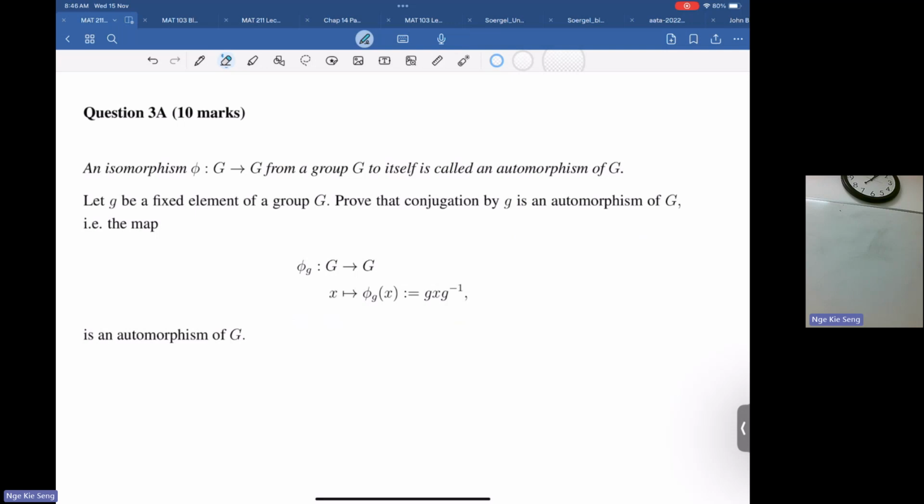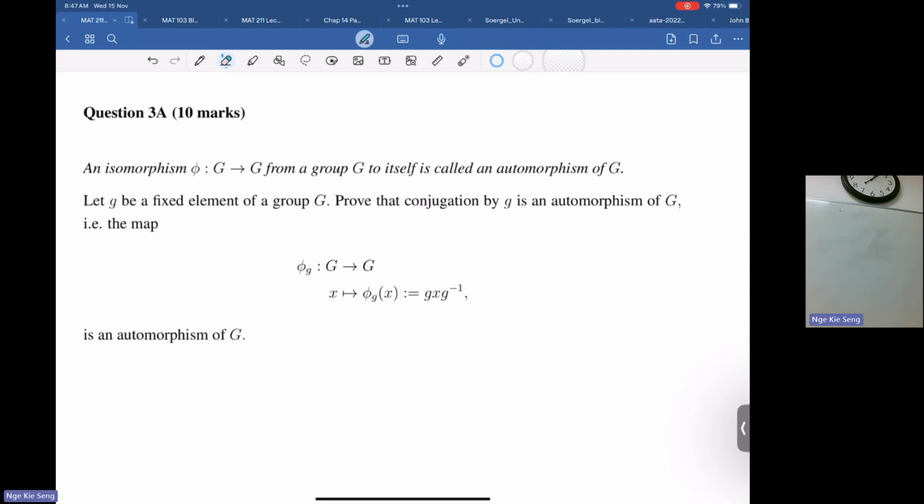So what's an automorphism? I introduced it at the top. An isomorphism phi from G to G, from a group to itself, is called an automorphism. When it is an isomorphism from G to itself, we call it an automorphism. So what do you have to show here? Most of you realized you have to show that this is actually an isomorphism. Quite a lot of you did a good job here.